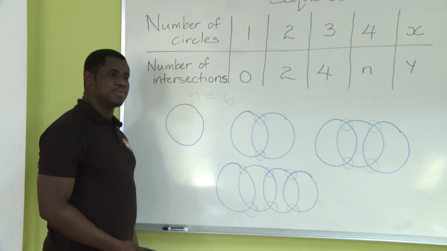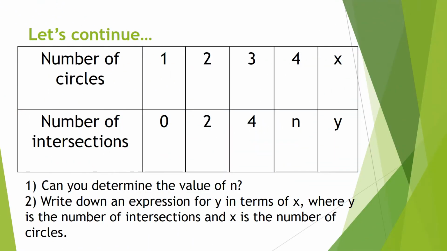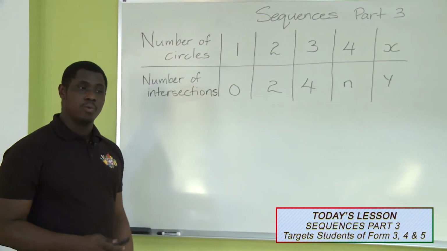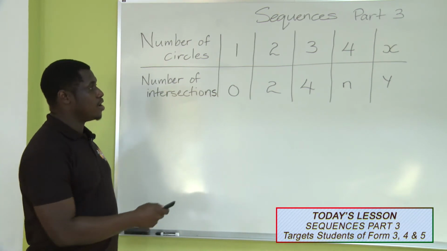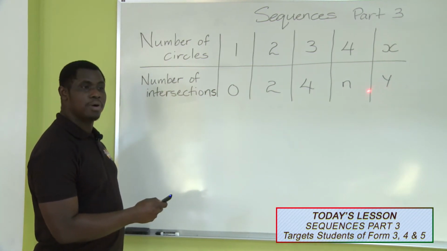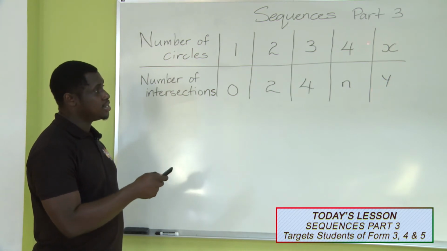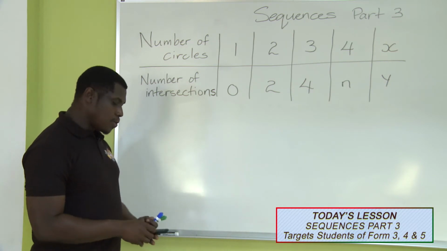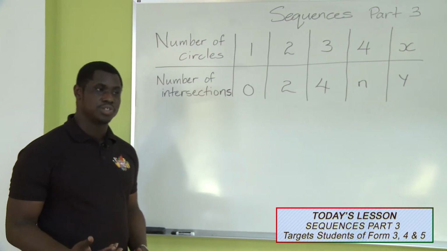Now for the second part of the question. We want to write down an expression for y in terms of x, where y is the number of intersections and x is the number of circles. How are we going to do that? How can we derive that expression?